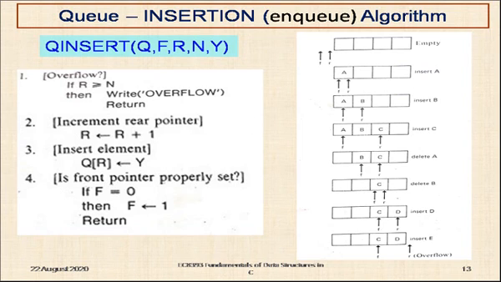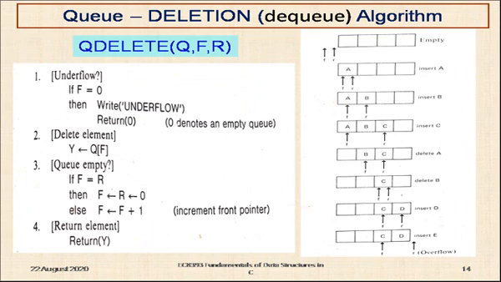Got it? Then coming to the delete algorithm on queue. Queue delete algorithm: QFR, Q is the name of the queue, and F and R are the pointers for front and rear. And we know that before deleting an element, we should check whether the queue is empty or not. If it is empty, then we cannot take any element. It is not possible. If the data is available, we can delete it.